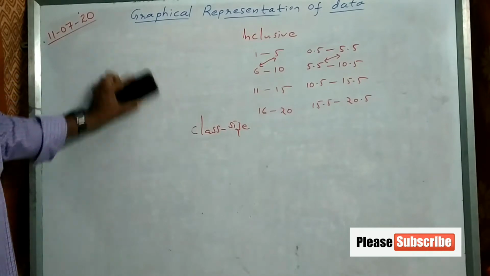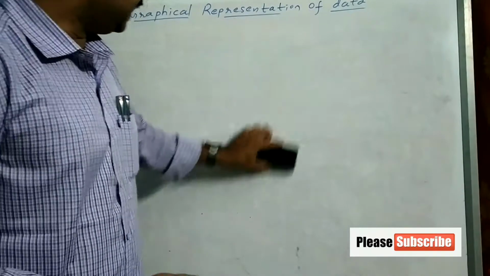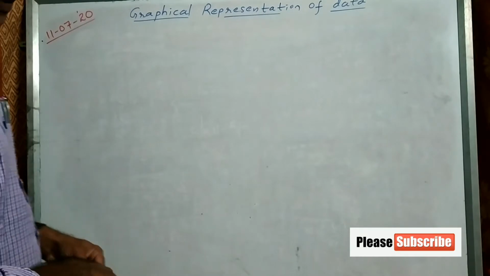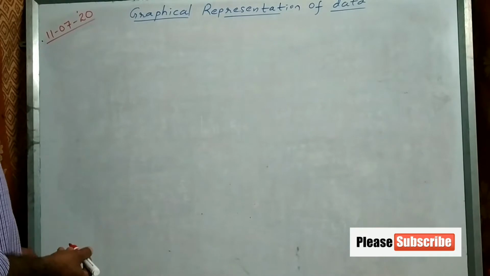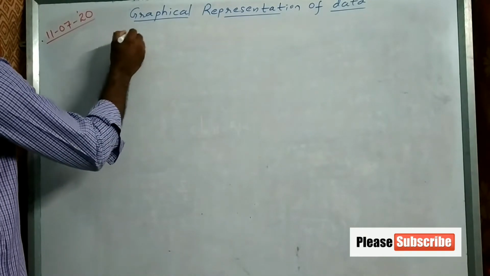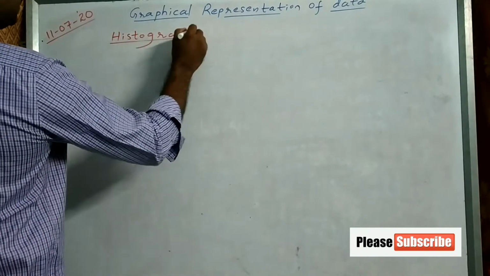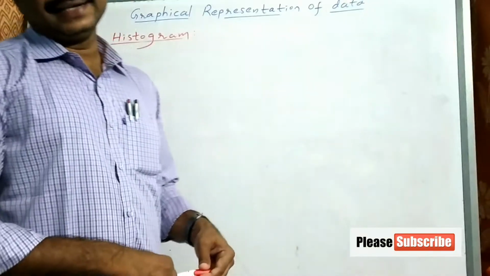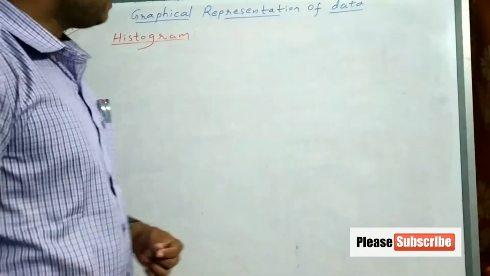Today let us see the graphical representation of data. Data means, as I told you, collected information that can be in the form of numerals or tabular form or verbal form. So first let us see about histogram. What is a histogram? A histogram consists of rectangles. One data will be given for us.